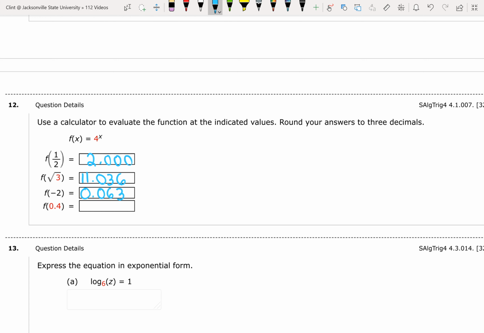And then I'll do 4 to the 0.4 power. Here I get 1.741. And so just straight up calculator problem there. Just need to know how to do exponents in your calculator.